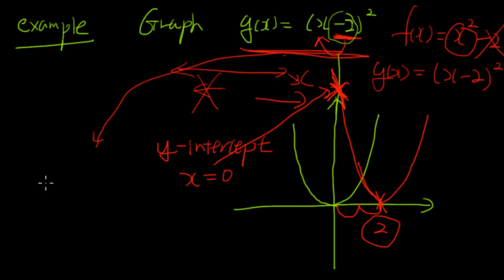When x equals 0, in a way, we are looking for g of 0. So replace x by 0, we have negative 2 squared, which is 4. Negative 2 times negative 2. So what should be this value right here? That should be 4, right? At 4, this red line is crossing the y-axis. Okay.